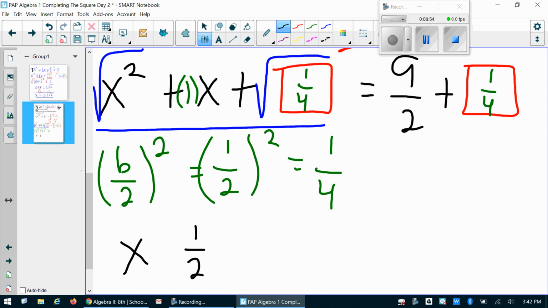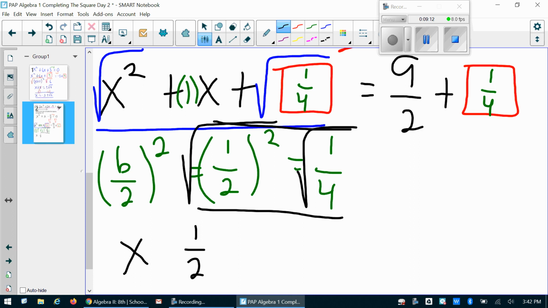How did you know the square root of 1/4 is 1/2? Well, I look right here. I squared 1/2 to get 1/4. If I go backwards and I square root 1/4, notice the square root and the squared right here cancel out, and I just get 1/2, which is what I have down below.